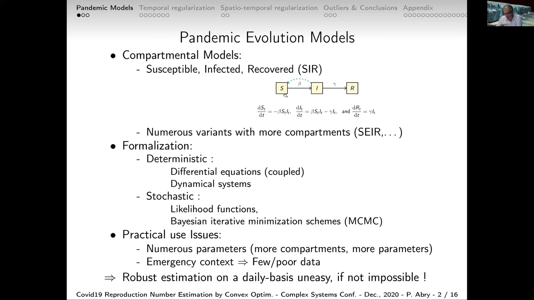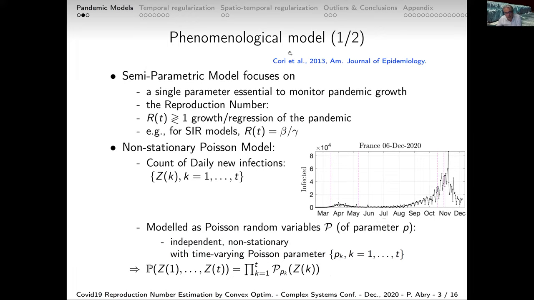Instead, we chose to use this phenomenological model proposed by a group of epidemiologists, which can be said to be a semi-parametric model in the sense that it was focusing on a single parameter, the reproduction number of the pandemic, this R parameter, which, when it's larger than one, means the pandemic is growing. When it's smaller than one, it means that the pandemic is decreasing, and it can be related to SIR, for instance, as the ratio of two time constants of the model.